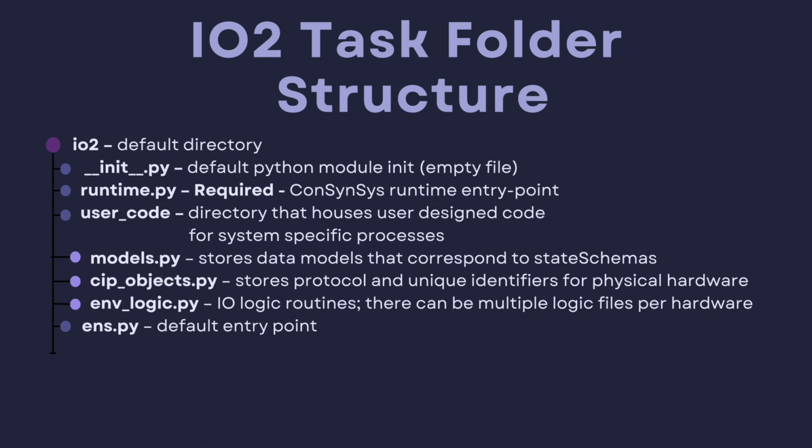Here's a quick overview of the I/O task folder that we are going to review today. We will go over the following files: models.py, which stores our data models and corresponds to the state schemas in our system definition; CIP_objects.py, which defines our communication protocol and unique identifiers to communicate with our physical hardware; and logic.py, which stores the user-defined logic that we want the hardware to execute; and lastly, the ens.py file, which is the default entry point to the ProCaaSo framework event bus.